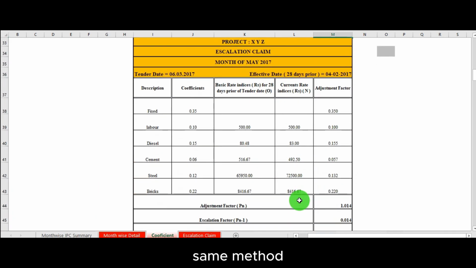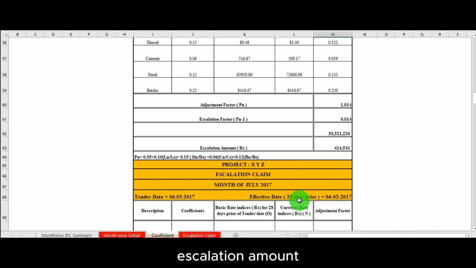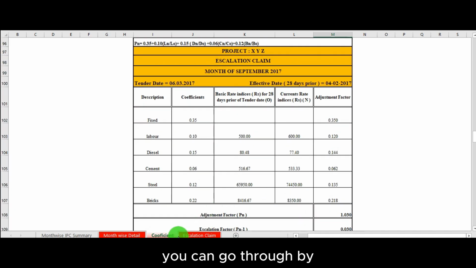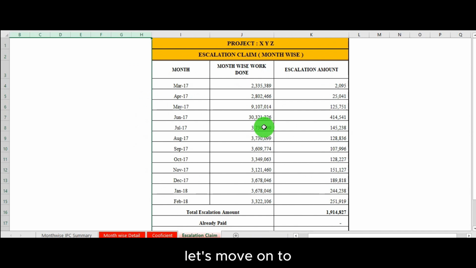By using the same method, you can calculate the escalation amount for each month. Here I have calculated it for all the months. You can go through by yourself. Now let's move on to the next sheet. In this sheet, I have summarized the month-wise escalation claim.